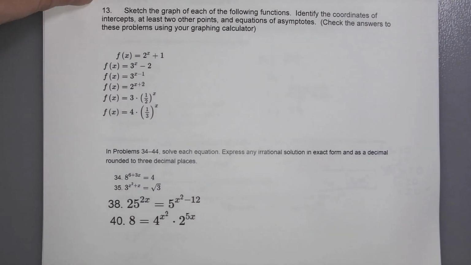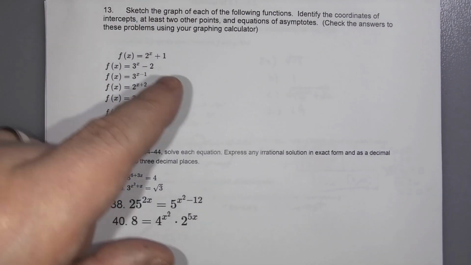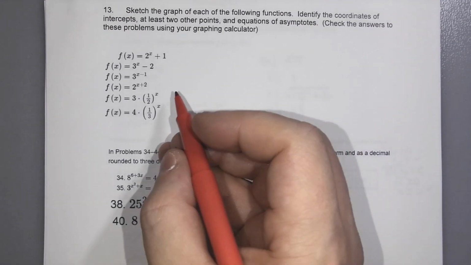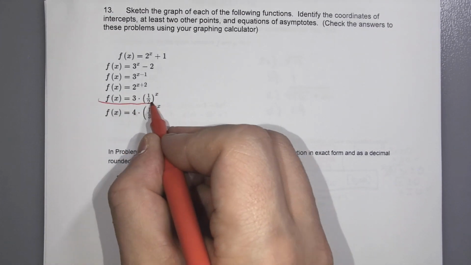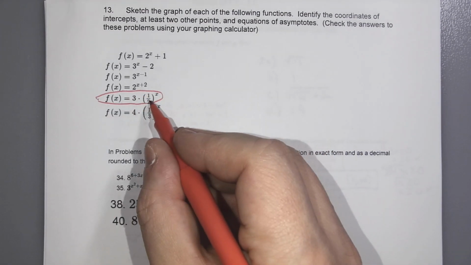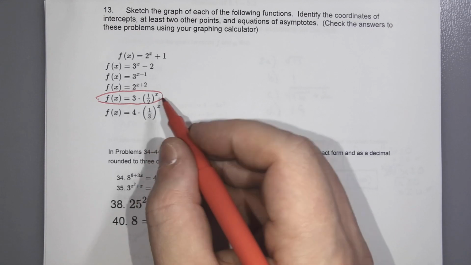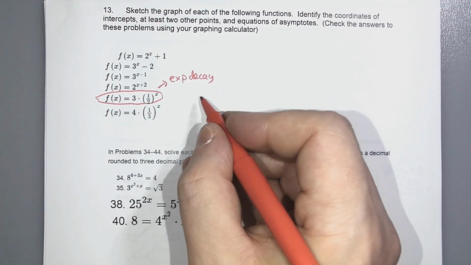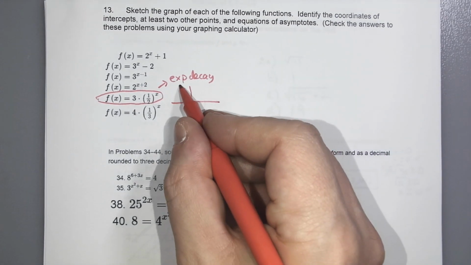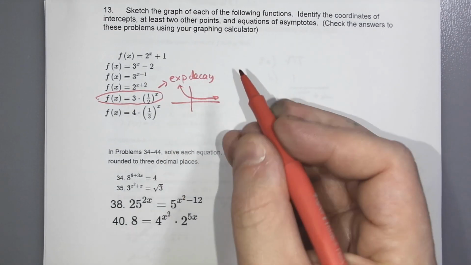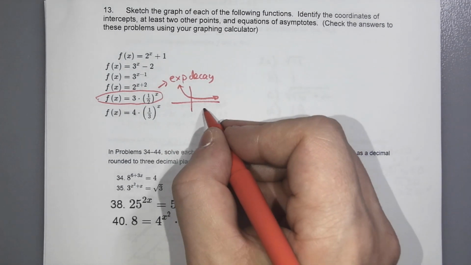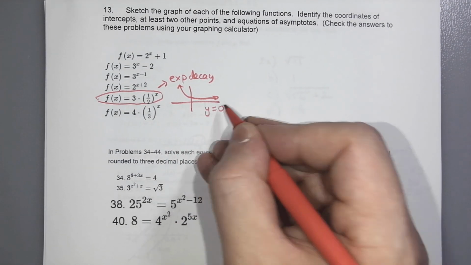Sketch the graph of the following functions. Identify intercepts, two other points, equations of asymptotes. Let's take this one. So this is exponential, but it's a 1/2. So this is exponential decay. So I'm expecting the graph to look like this. There is no vertical shift, so I'm actually expecting it to have its asymptote still located at y equals 0.